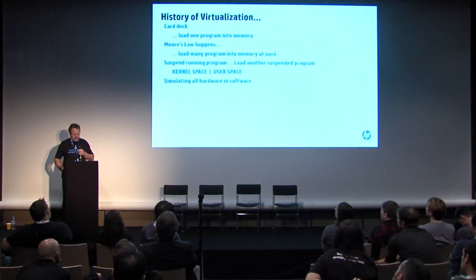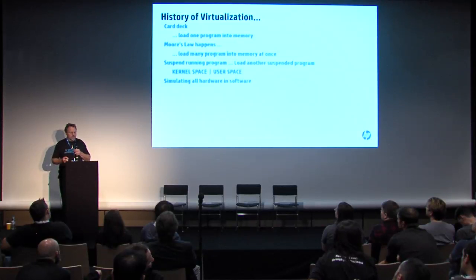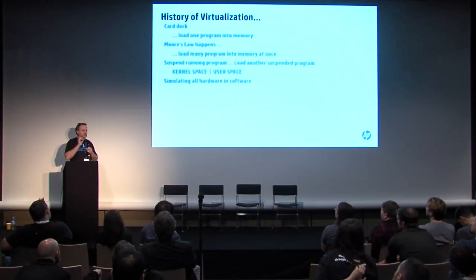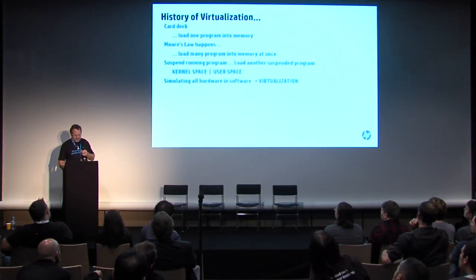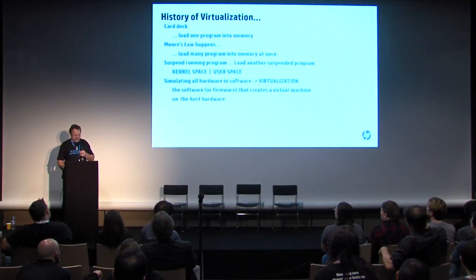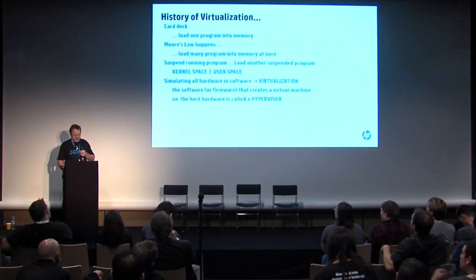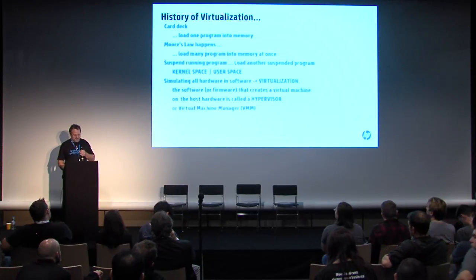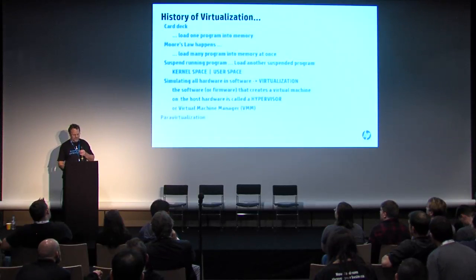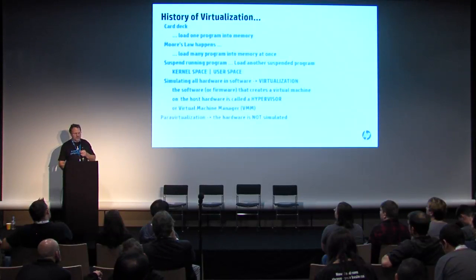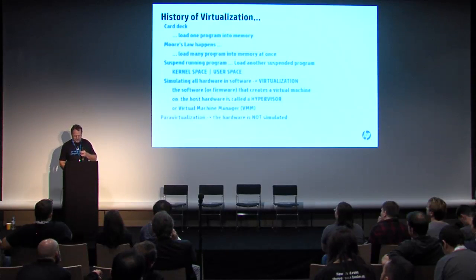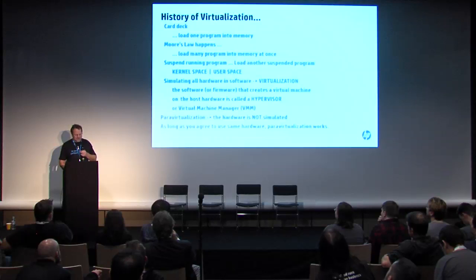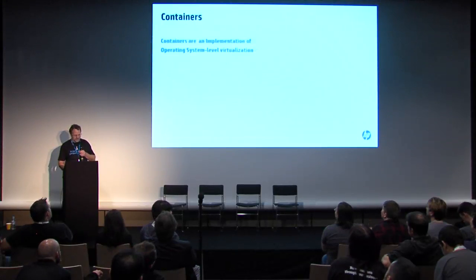So virtualization is basically simulating the hardware in software. This is the true definition of virtualization. Virtual means not real. So virtualization is not real. The software and firmware is created on the host hardware on a system called the hypervisor, sometimes called the virtual machine manager. Paravirtualization is basically where hardware is not simulated, therefore it is less virtual. Most virtualization systems you're aware of are paravirtualization systems, but as long as you use the same hardware, virtualization works. I don't have to really go fast.